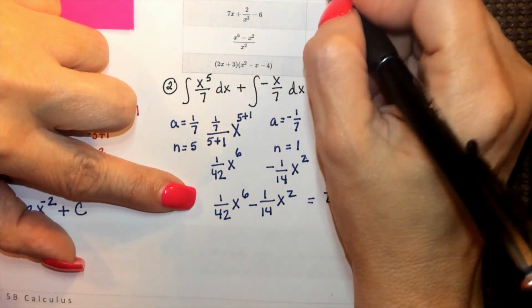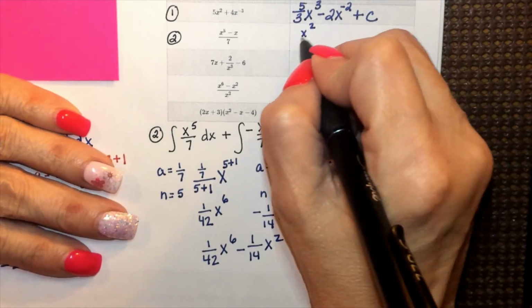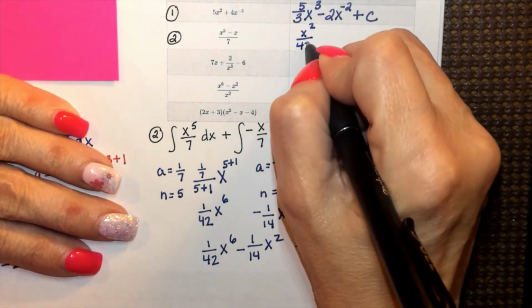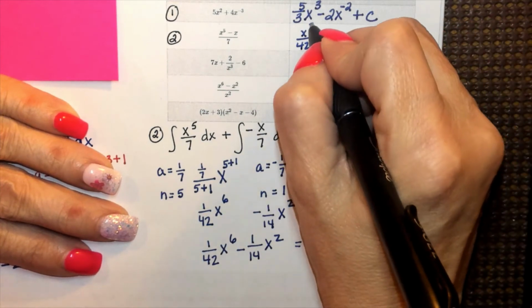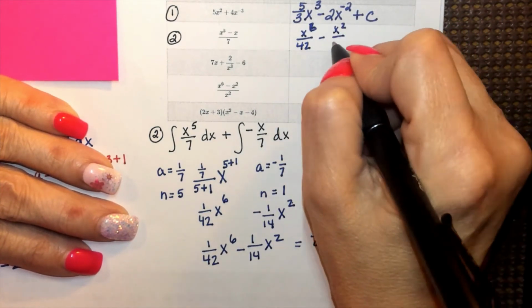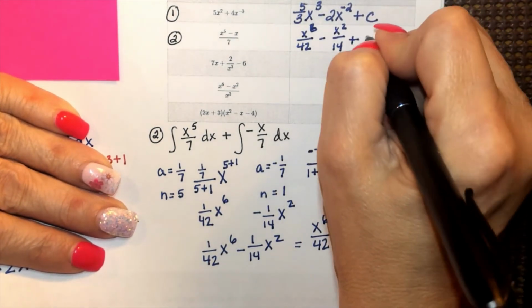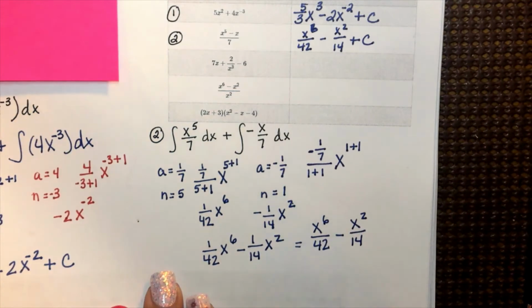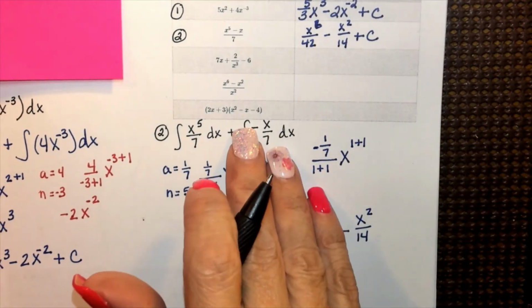So I'm going to come up here and say x to the 6th over 42 minus, oh, I'm sorry, not x squared, x to the 6th. x squared over 14. And because I'm integrating, there's some constant that I could have discovered on that. All right, so you get the idea on those. If you want to work these other ones, you certainly can.